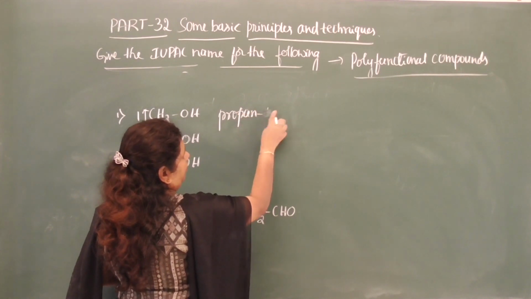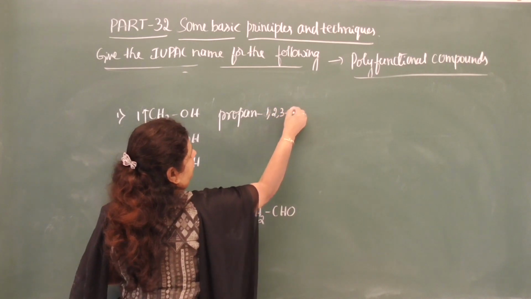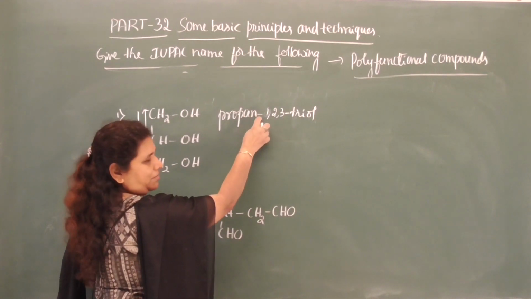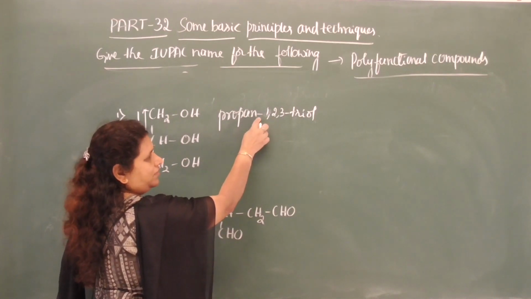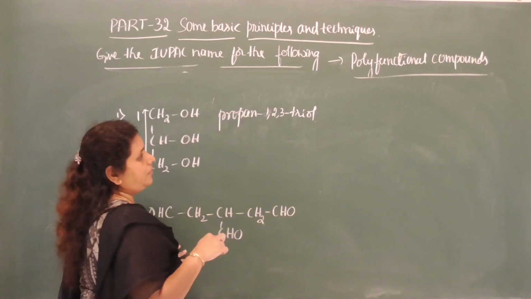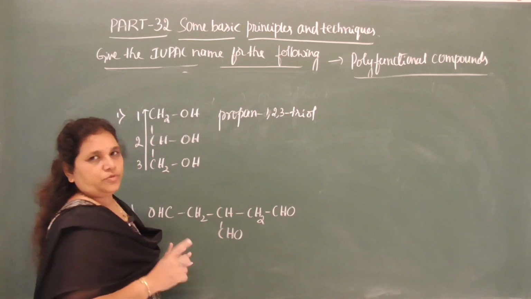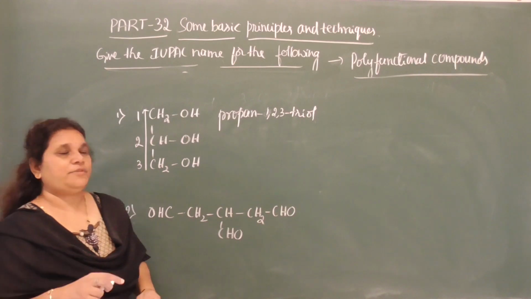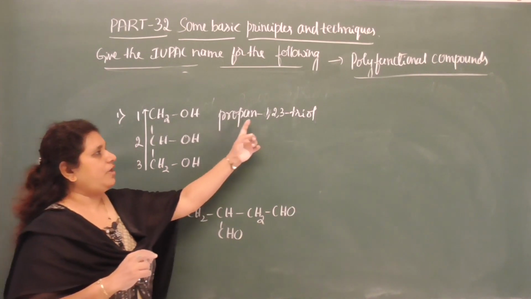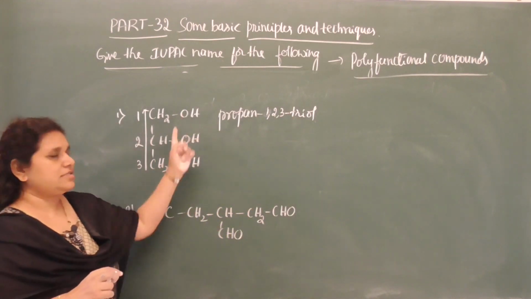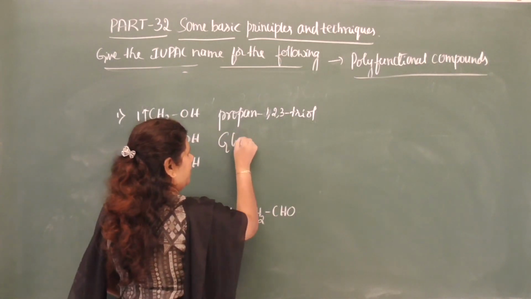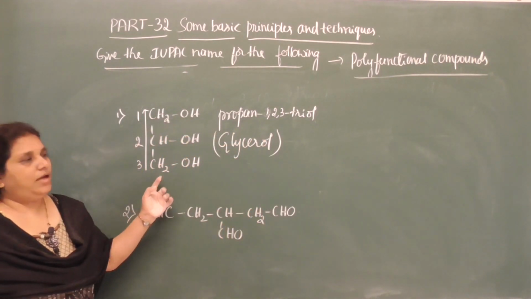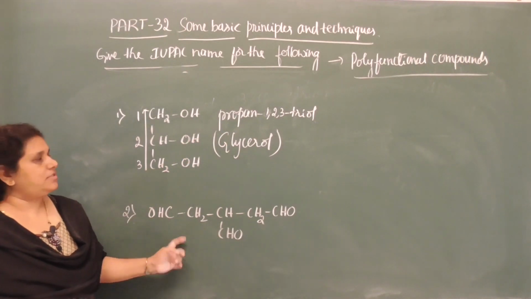Propane 1, 2, 3 triol. Here we are not using a hyphen before the suffix, so you can retain the terminal E. Once you are using a hyphen, you have to drop the terminal E. Clear? Propane 1, 2, 3 triol. This is the name. And what is the common name? Glycerol. Glycerol or glycerin is the common name, and propane 1, 2, 3 triol is the IUPAC name.